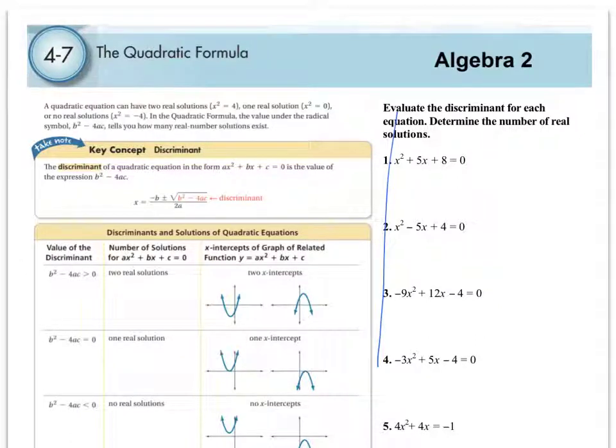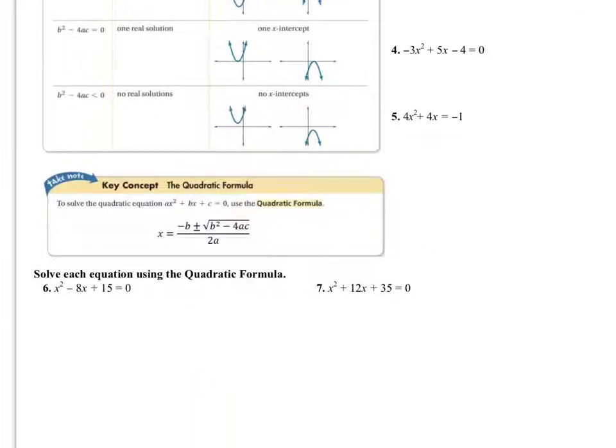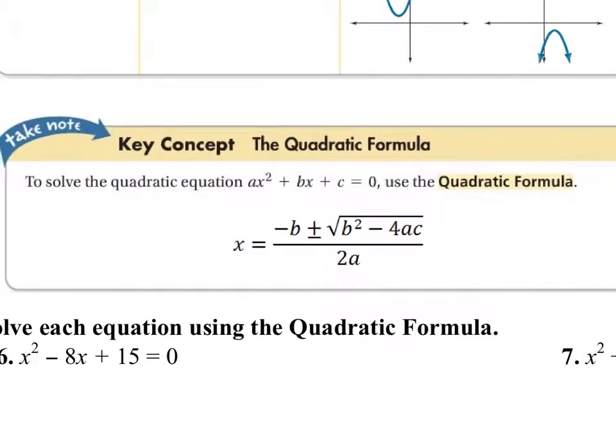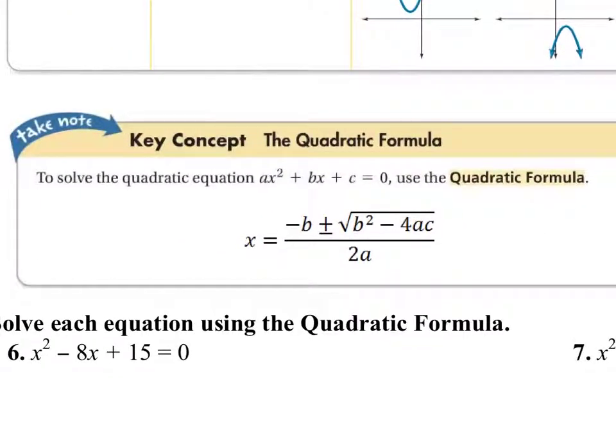Okay, so today we are going to be working on, again, section 4.7, but instead of just doing the discriminant part of what we're doing today, now we're actually going to be solving for the solutions of our quadratic equations. Okay? And to do that, we are going to use the quadratic formula. So, right there it is, the quadratic formula. X equals negative b plus or minus the square root of b squared minus 4ac all over 2a.